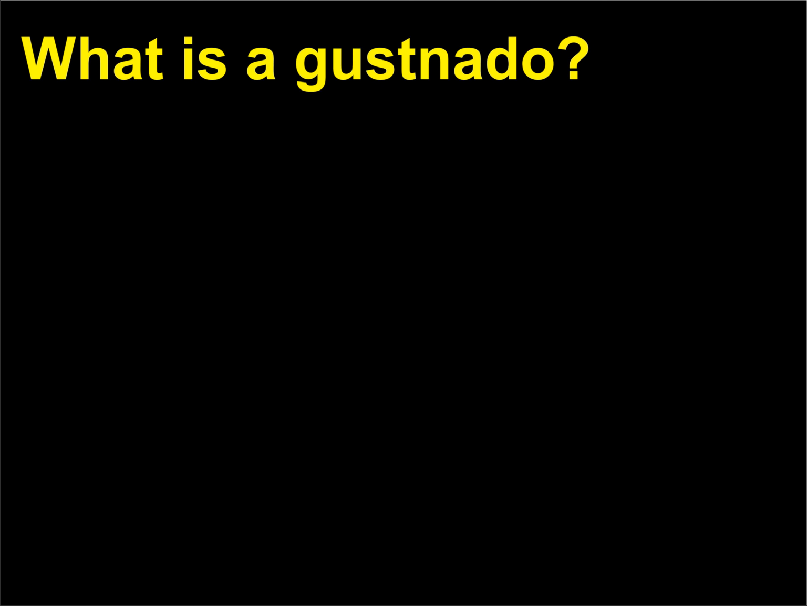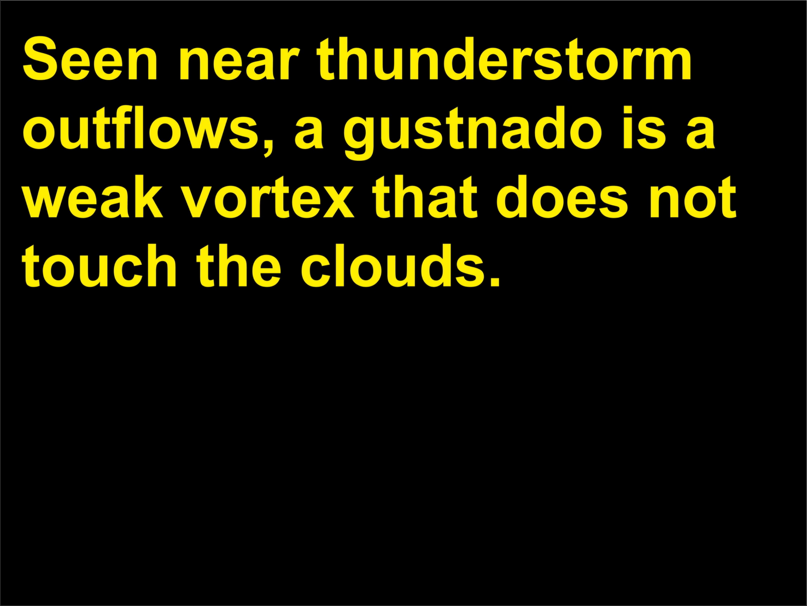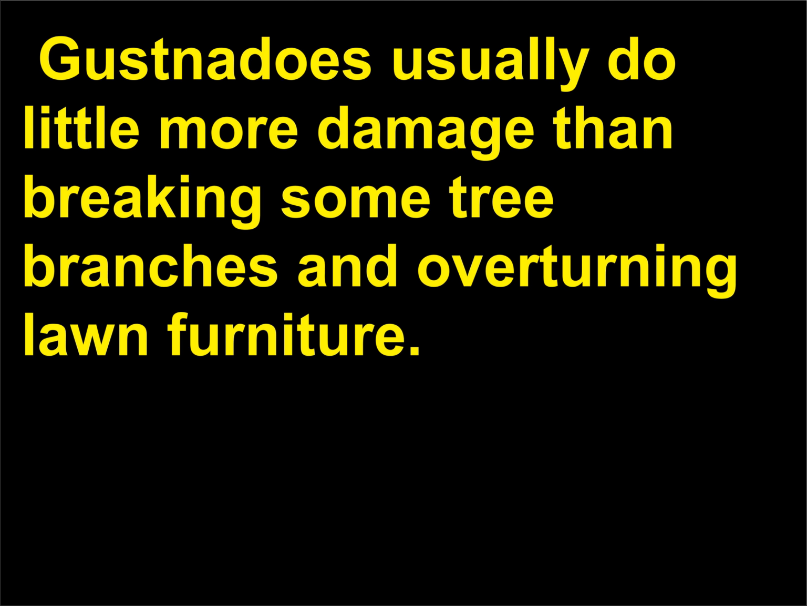What is a gustnado? Seen near thunderstorm outflows, a gustnado is a weak vortex that does not touch the clouds. Gustnados usually do little more damage than breaking some tree branches and overturning lawn furniture.